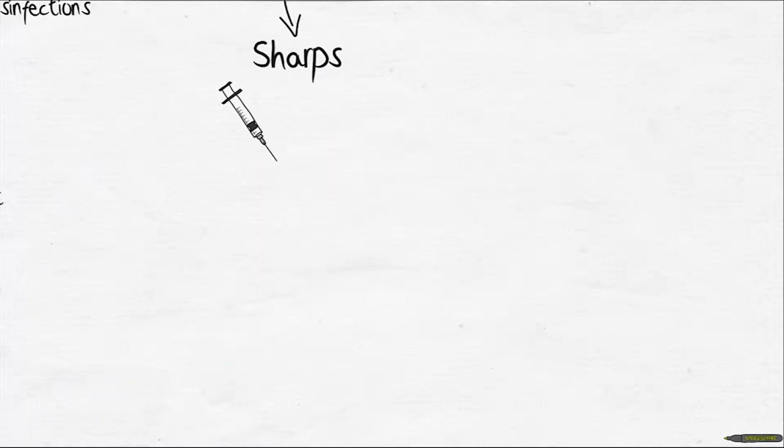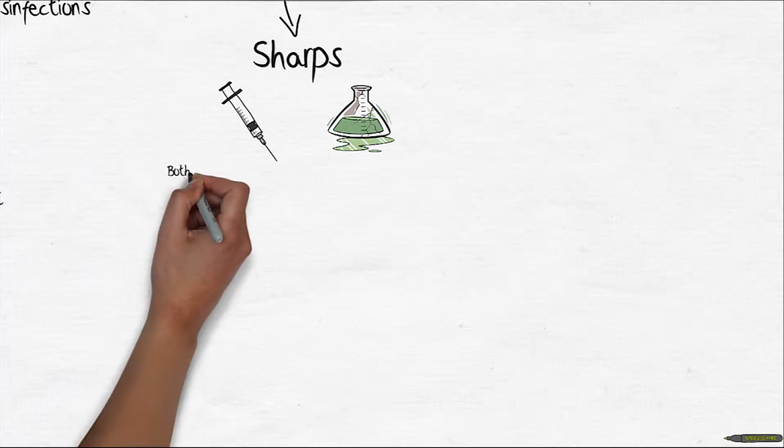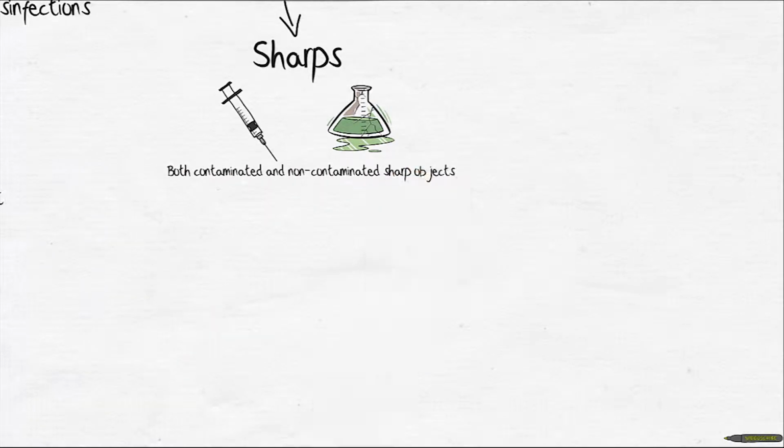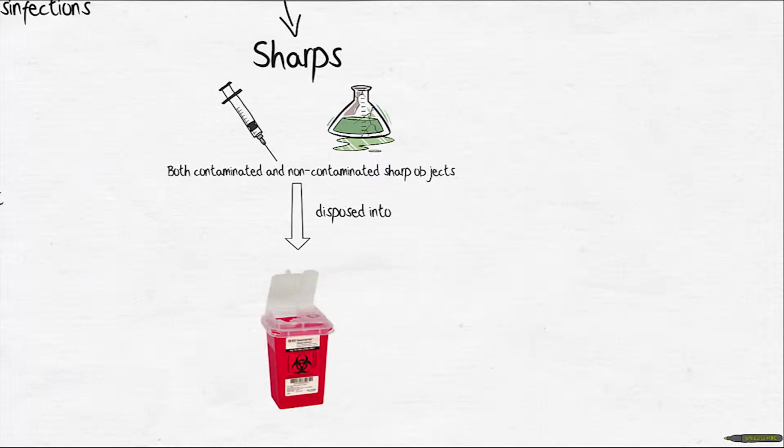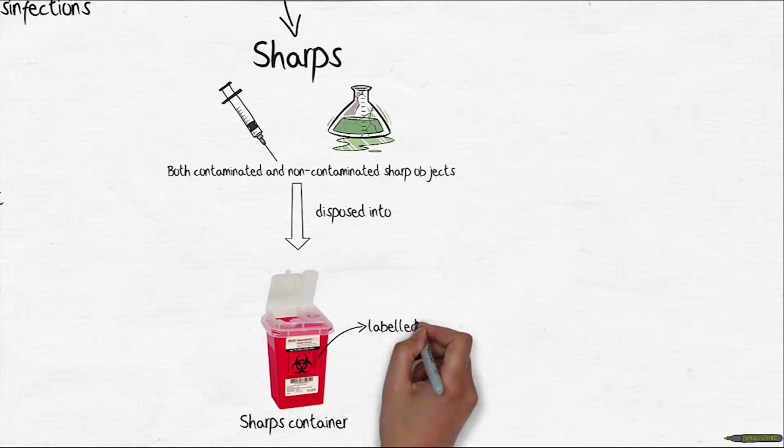Sharps, as the name suggests, refer to any sharp objects which may or may not have been contaminated. They are all disposed into the sharps bin, which is then labeled with a universal biohazardous symbol.